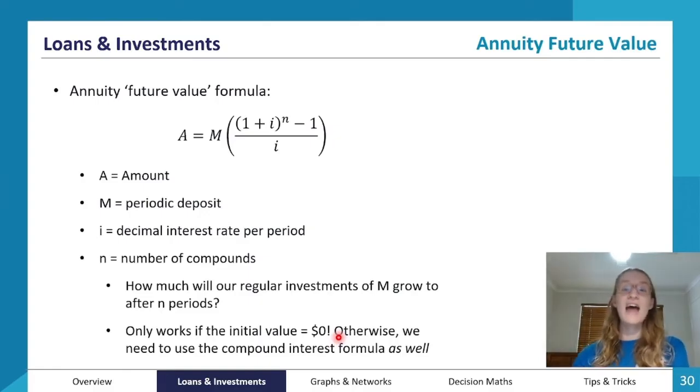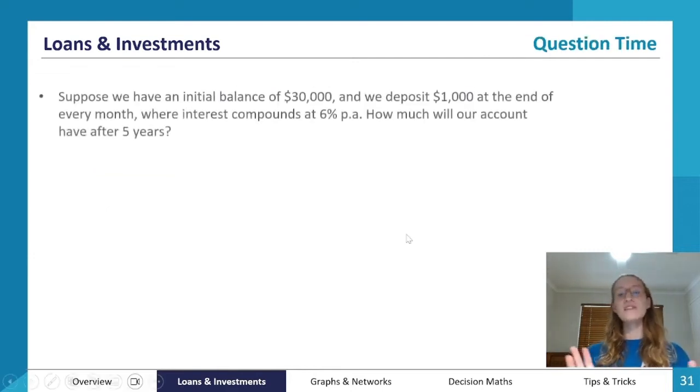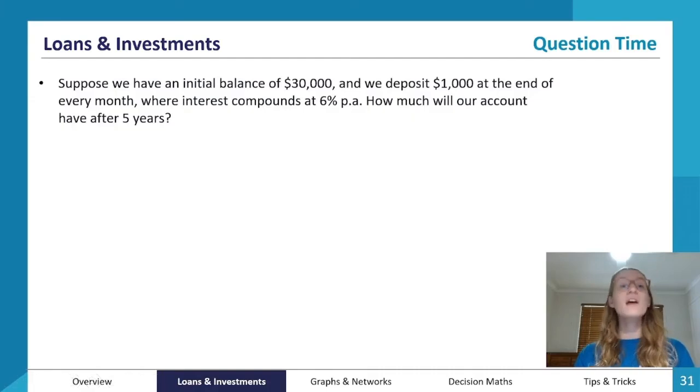And that's because if we have, for example, an initial value of $20,000, we can't just add on the $20,000 at the end, and this formula doesn't take into account the $20,000 because interest would also be applied to the $20,000. So we'd have to think about, well, okay, how much are we earning from this, but also how much compound interest would we have earned on our initial value as well. So let's do a question to demonstrate that. Suppose we have an initial balance of $30,000. Interesting, we're going to have to use the compound interest formula as well as the annuities formula.